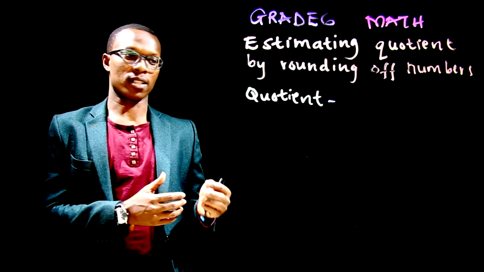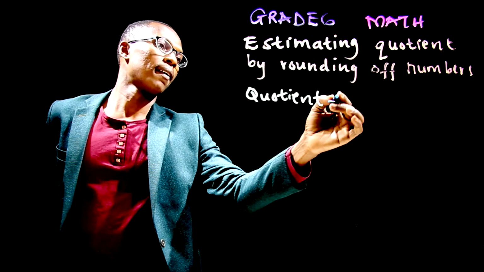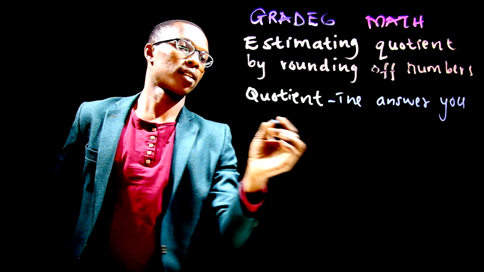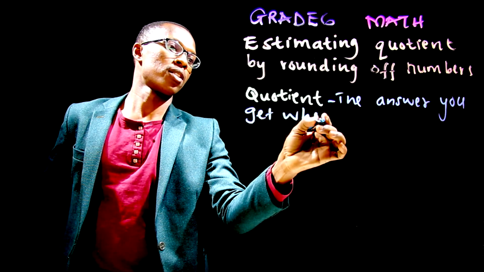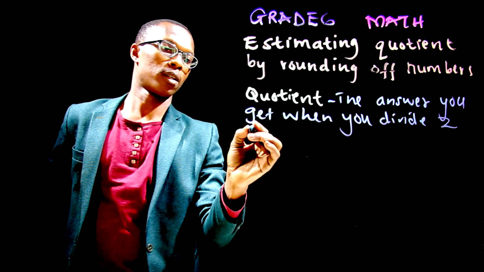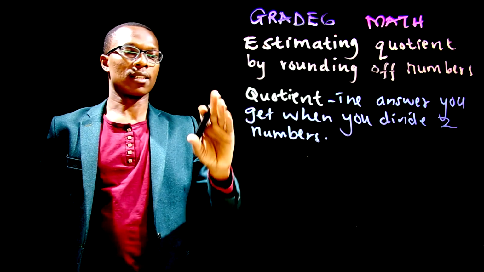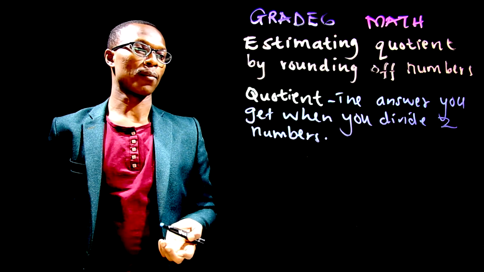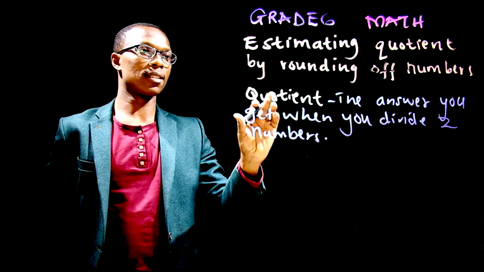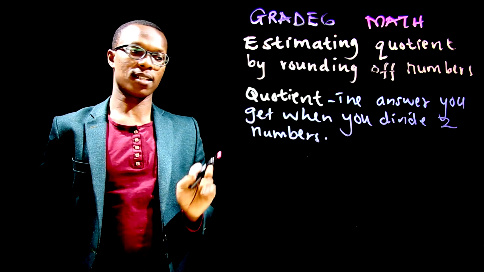Now, first of all, we need to understand what quotient is, okay? So, quotient is normally the answer you get when you divide two numbers. So when you divide two numbers, whatever you get, that's the quotient. That's a quotient, yeah? So let's see what we're going to do today. We're just going to estimate by rounding off. And in our case today, we're just going to round off to the nearest 10.